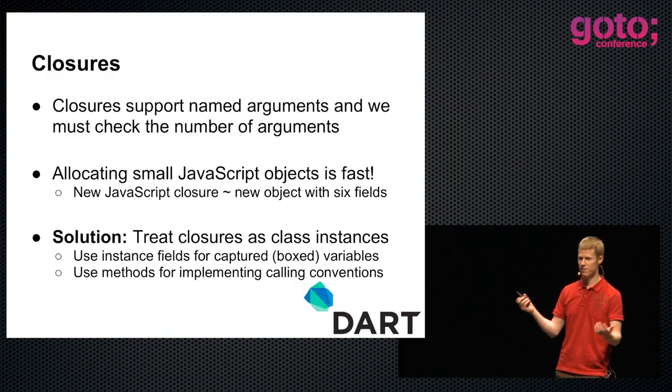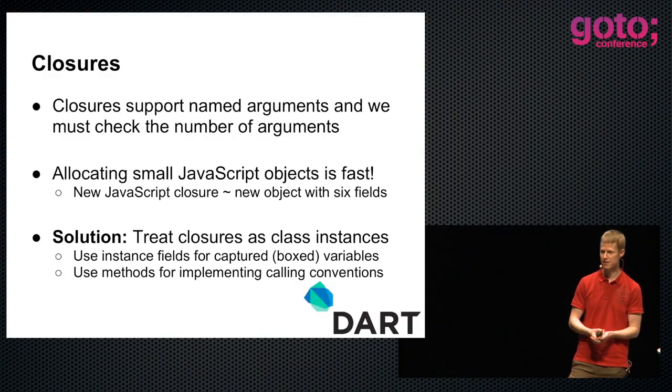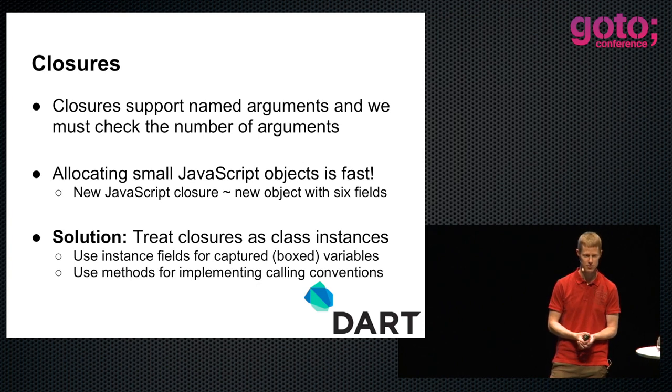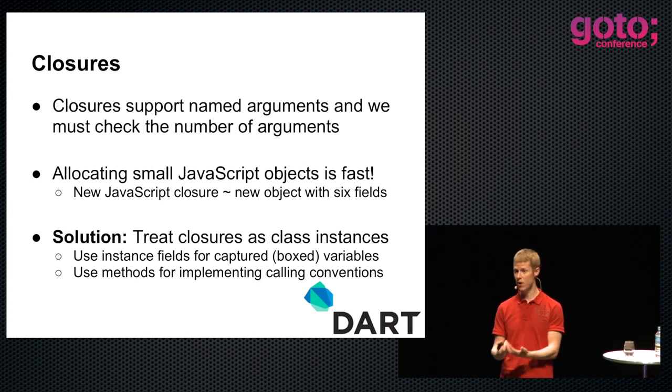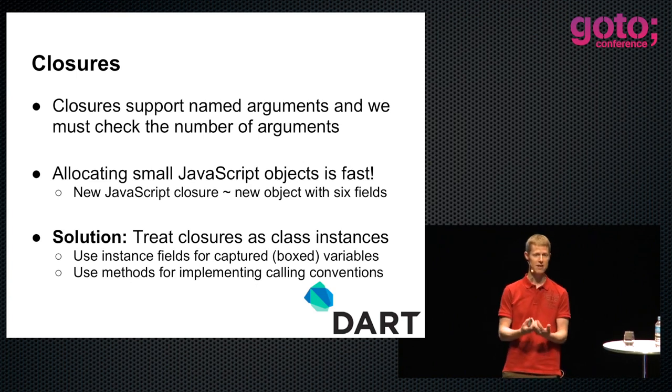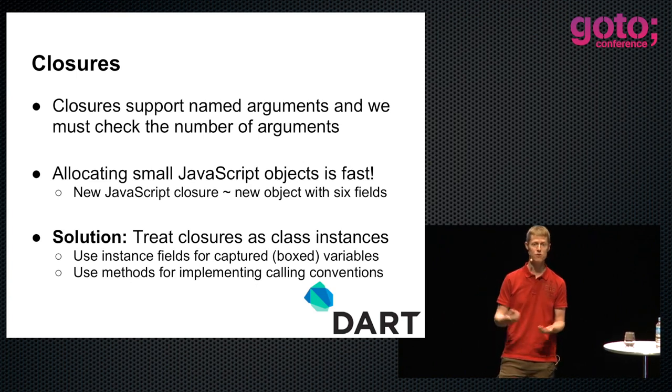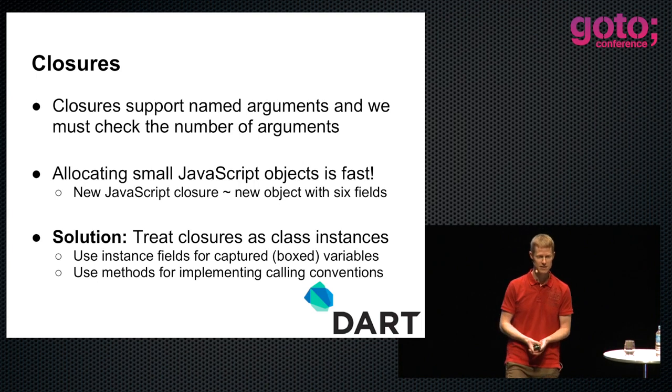So I hope you're all familiar with closures in JavaScript at least. In Dart, we do have closure support. So you can have these function expressions floating around that take arguments and produce values. And our closures actually support named arguments, and they also have to be checked in the sense that if you pass too many arguments to them or too few, we want to catch that.